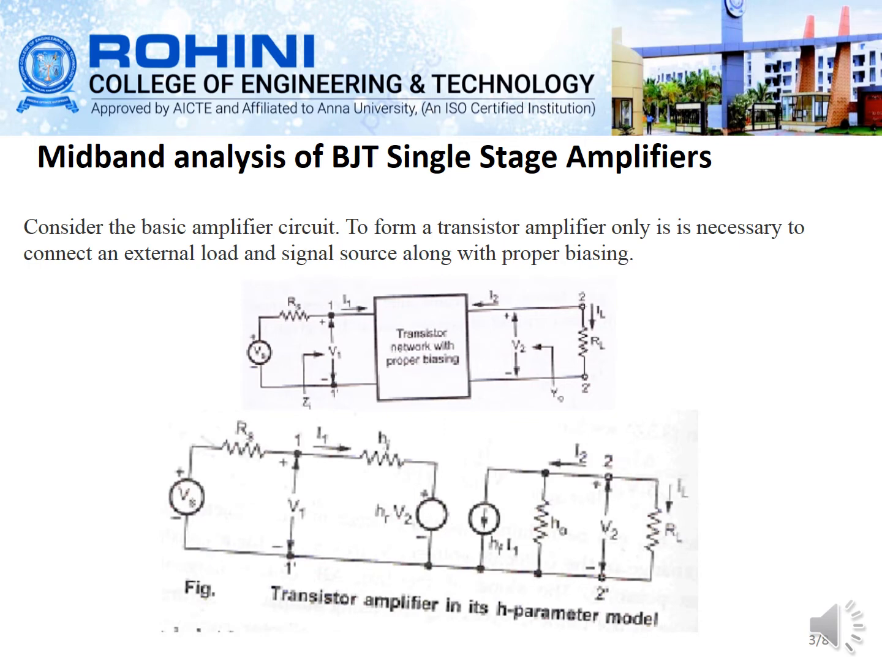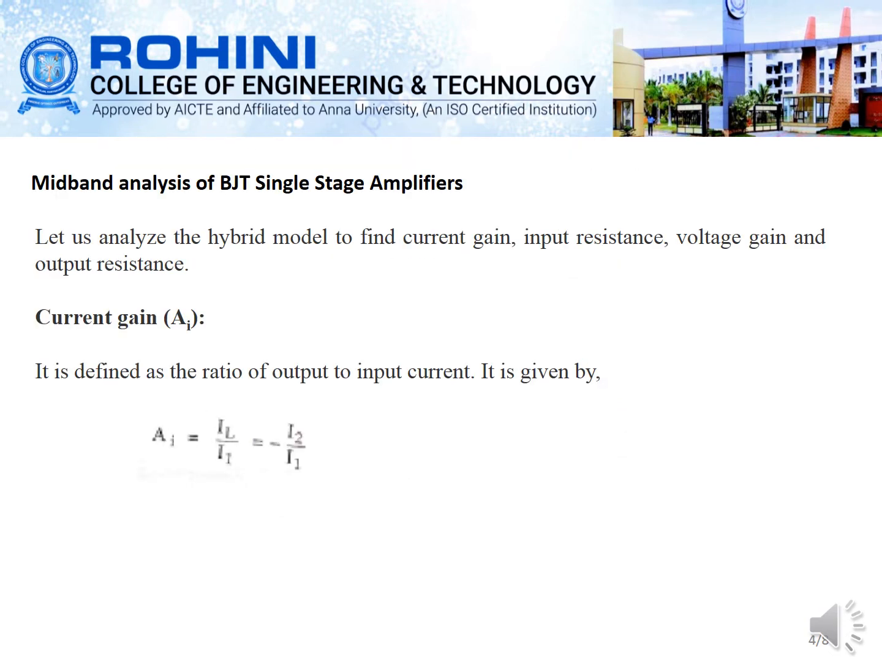And we are drawing the hybrid model for this network, so that we get Vs, Rs, and here we know that there are HR into V2, HF into I1, H0 and V2, and the load resistance RL. To analyze the hybrid model for finding the current gain, input resistance, voltage gain and the output resistance, first we take the current gain.